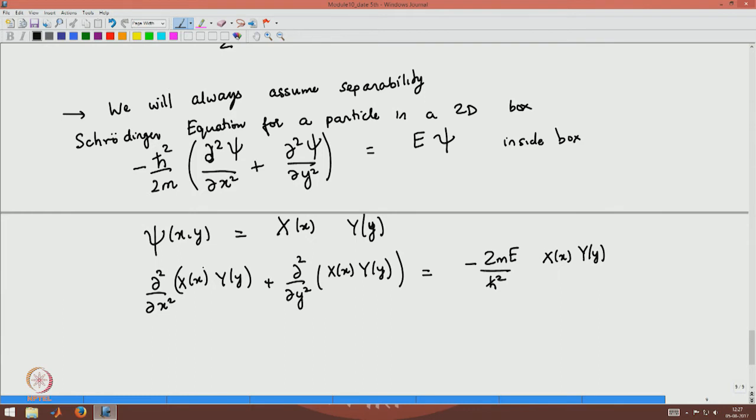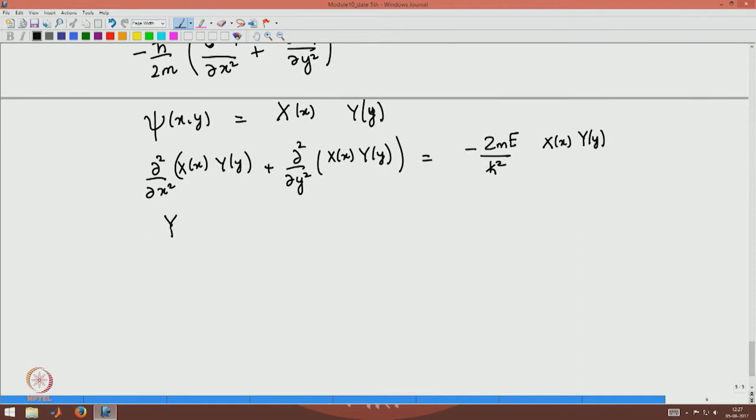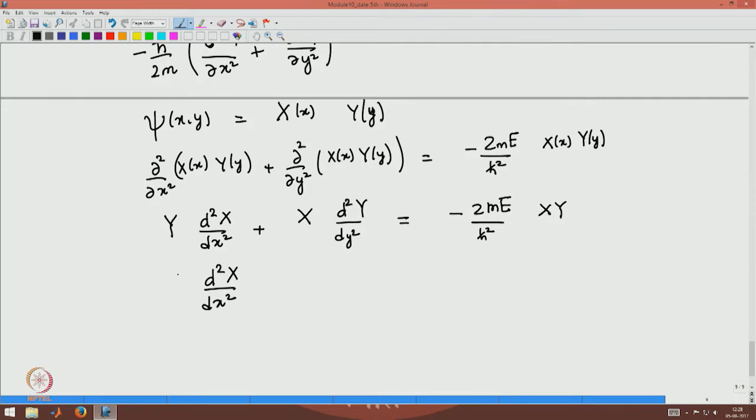And what you notice is that since this is separable, I can write this as y times d square X by dx square, okay, plus x times d square Y by dy square is equal to minus 2 m E by h cross square times X times Y. And now if you divide by X Y, then what you will get is that d square X by dx square into 1 by X plus d square Y by dy square into 1 by Y is equal to minus 2 m E by h cross square.